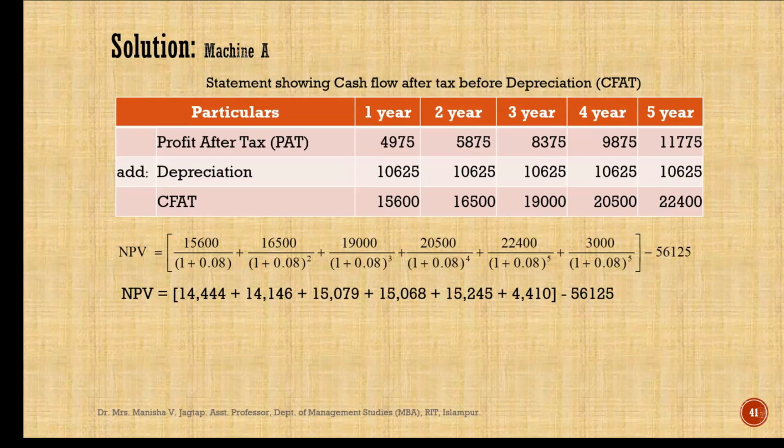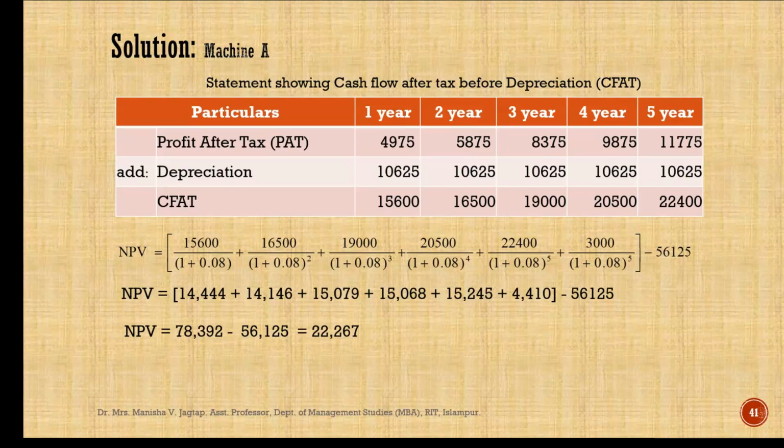Then bracket complete, minus 56,125. This is the initial investment we are making for acquiring that particular machine A. So in this way we have calculated, and we arrive at the NPV. The amount is 22,267.